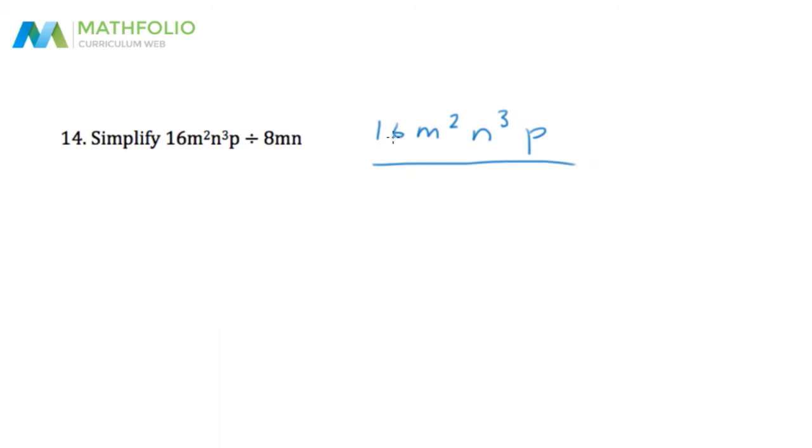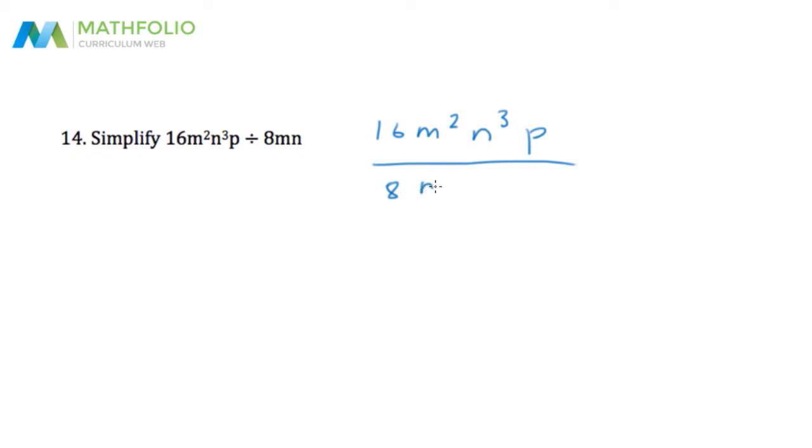Okay, number 14. Number 14 is asking us to simplify this monomial divided by this other monomial. So one thing that I'm going to do here is write them with the division line. So I've got 16 m squared n cubed p, and this is divided by, now I'm going to line things up, I'm going to put the 8 under the other number.